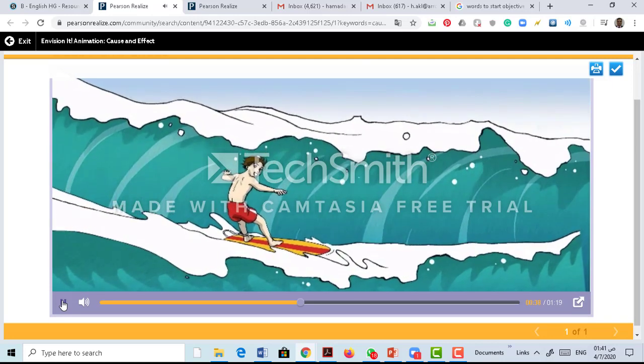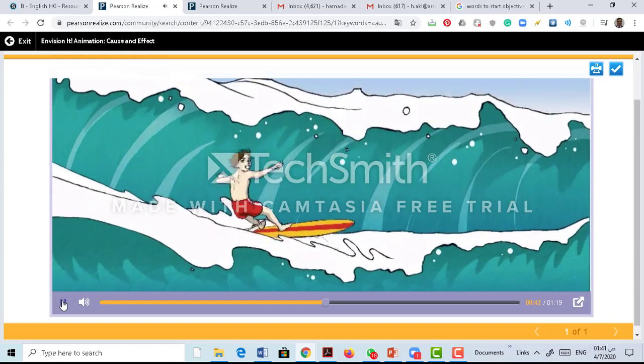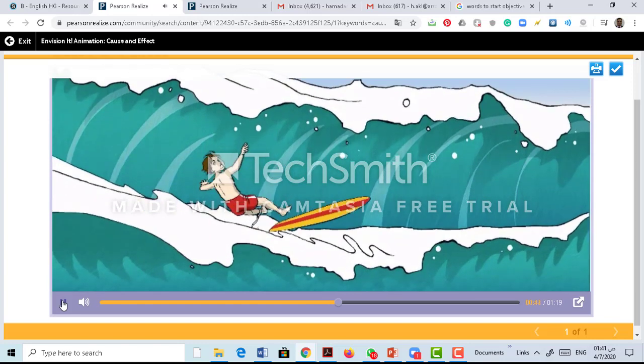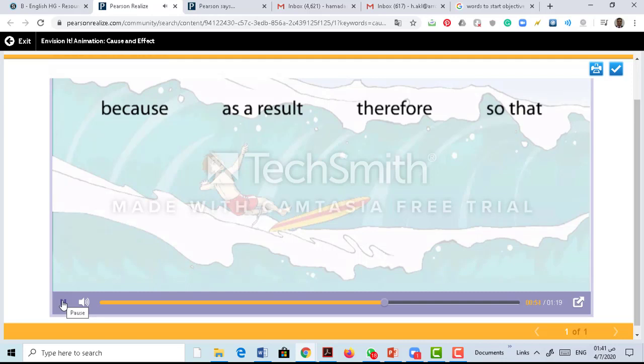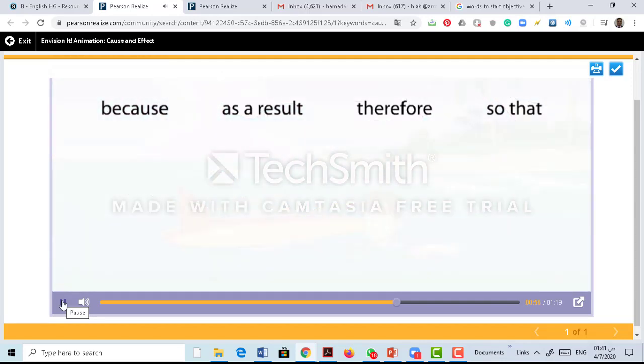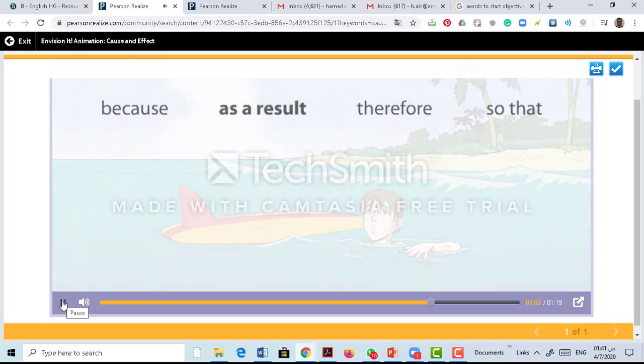Rocky was happily surfing this morning, but the waves were getting really big. As a result, he was knocked off his board and had to swim to shore. In this example, what are the causes and what are the effects? Think to yourself, then continue the video. Clue words and phrases such as because, as a result, therefore, and so that can signal causes and effects.